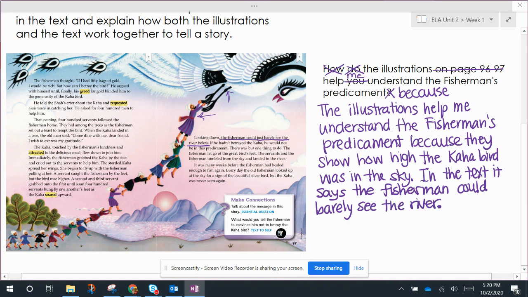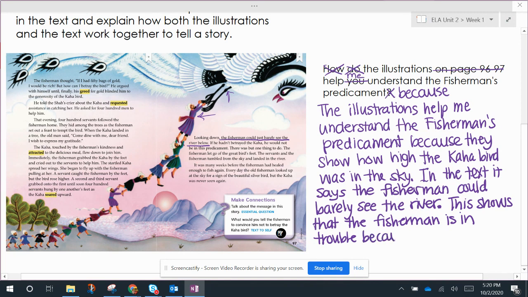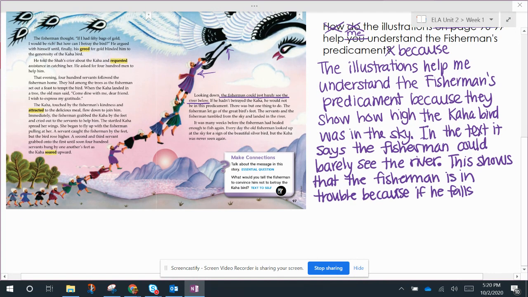Okay, now I'm going to explain that evidence. This shows that the fisherman is in trouble because if he falls, we know he's going to get hurt.